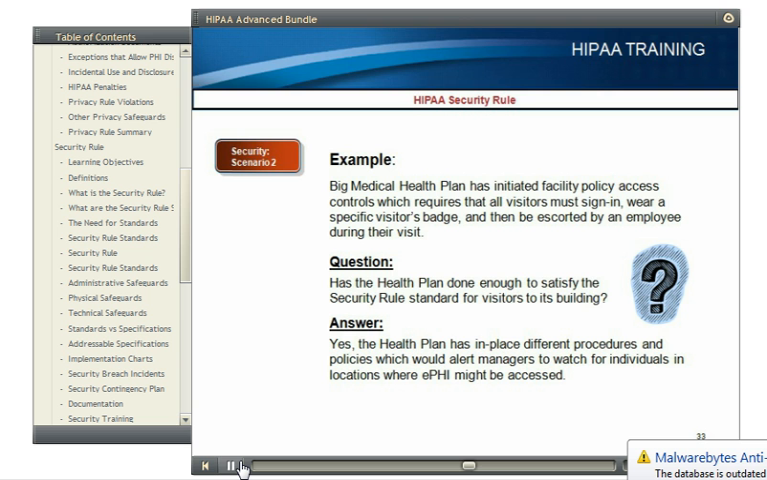Example: Big Medical Health Plan has initiated facility policy access controls, which requires that all visitors must sign in, wear a specific visitor's badge, and then be escorted by an employee during their visit. Question: Has the health plan done enough to satisfy the security rule standard for visitors to its building? Answer: yes. The health plan has in place different procedures and policies, which would alert managers to watch for individuals in locations where ePHI might be accessed.